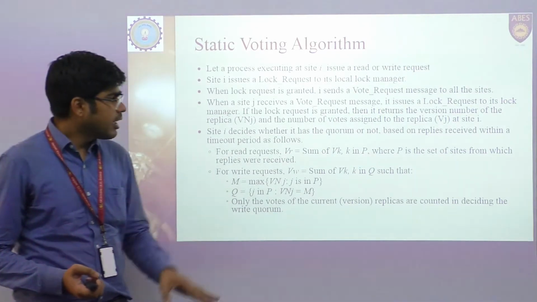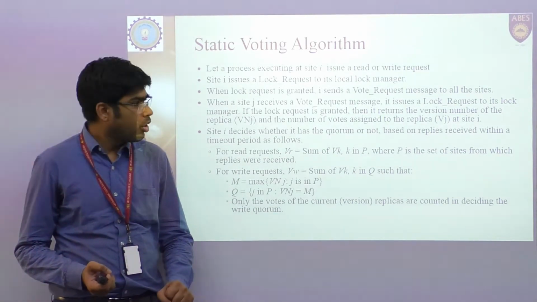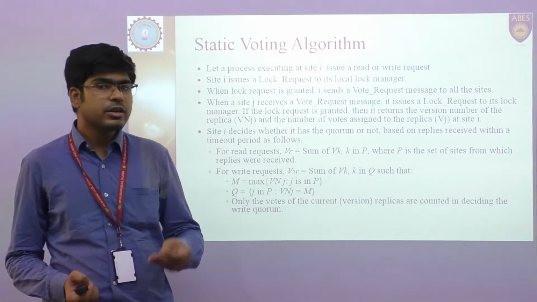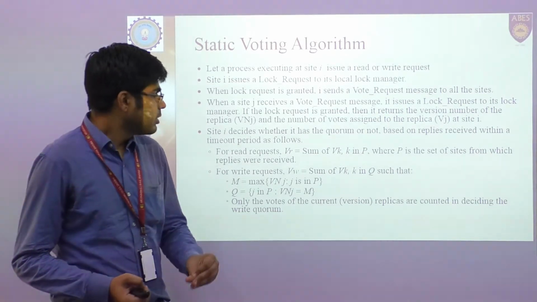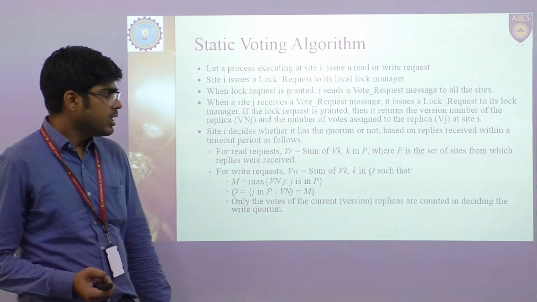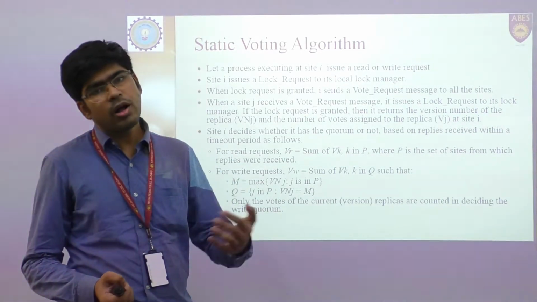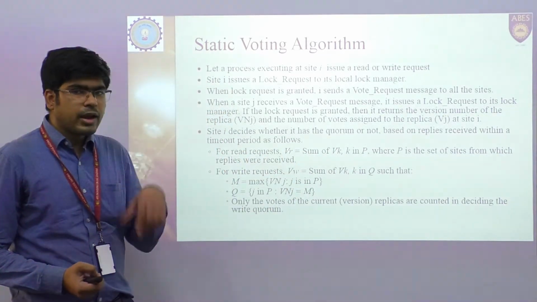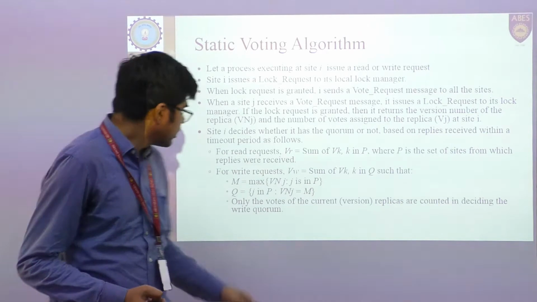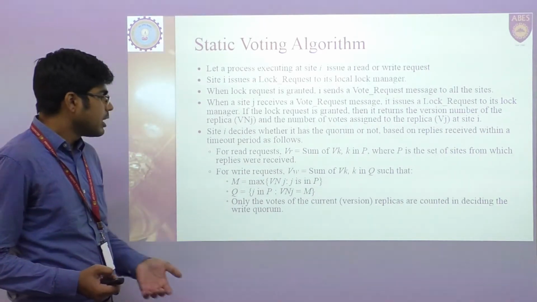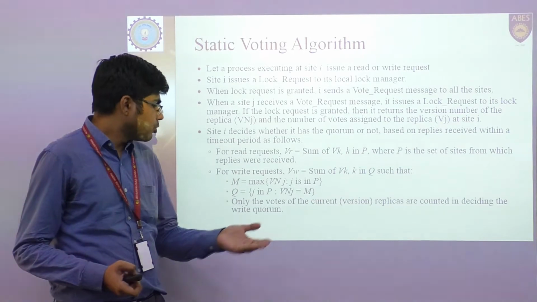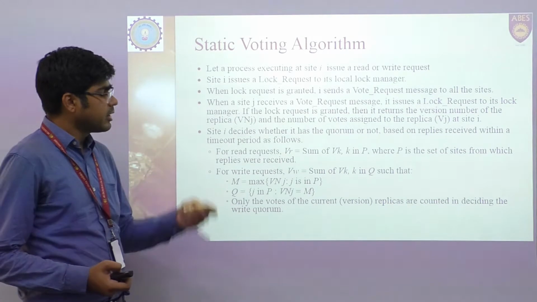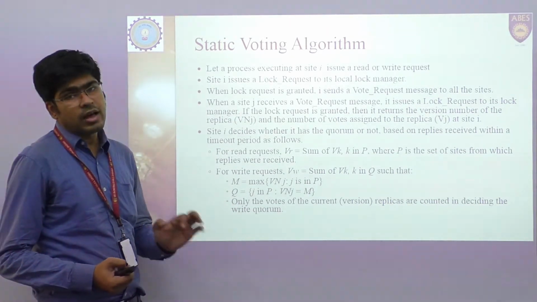Now Si will decide whether it has reached a quorum or not based upon a set of rules. Suppose the request generated by Si was a read request, then it will be the sum of Vk where k belongs to P. That is, I sum all the votes that I have got, and we get VR. If VR is greater than a threshold, that is R, then we say that the site is going to enter and get permission to execute its task.